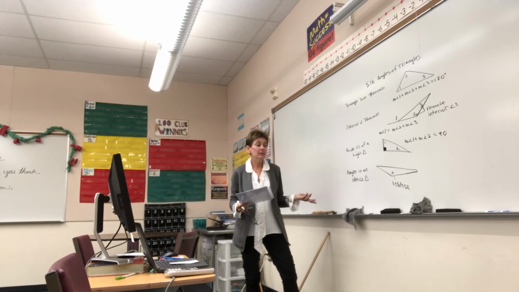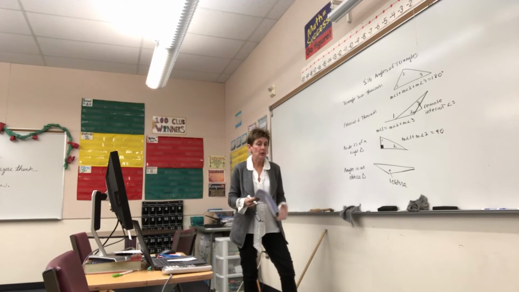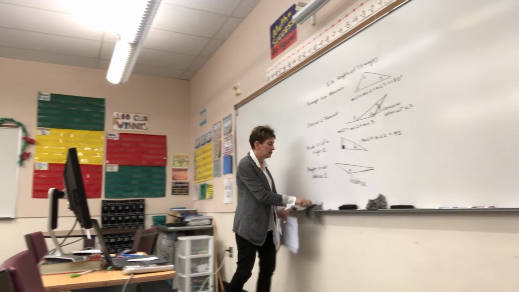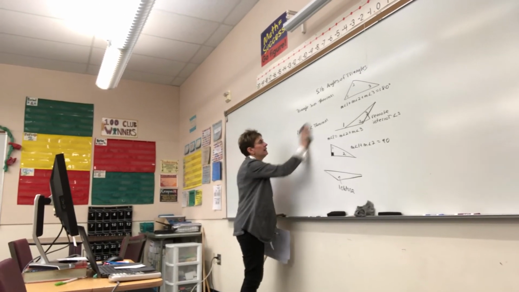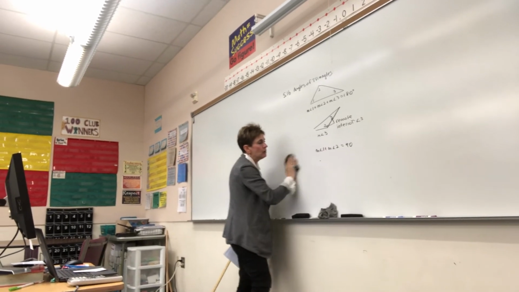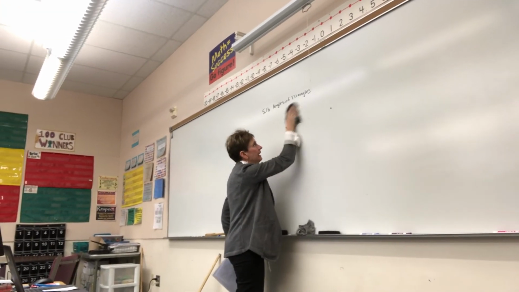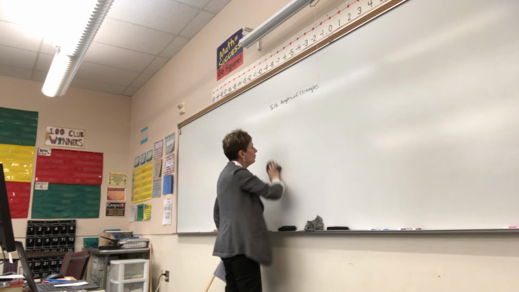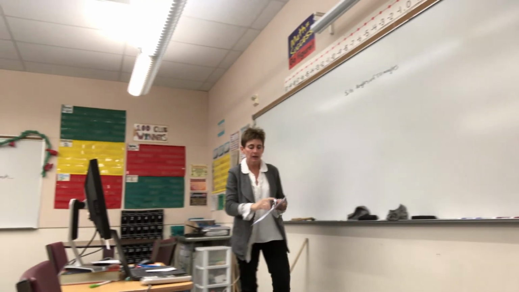The reason is because obtuse means more than 90, right? And if I had two angles that were more than 90, then when I added those two angles up, just those two angles alone would be more than 180. And I know that the total of all three is always going to be 180.